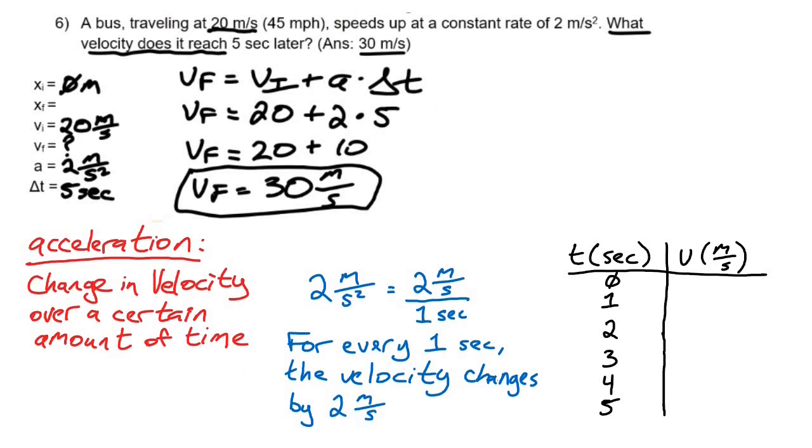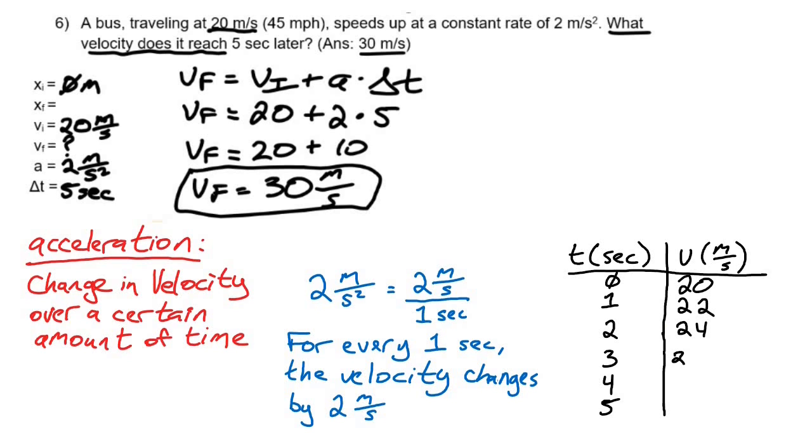So let me ask you this. Once again, we keep in mind that the initial velocity here is 20 meters per second. So at 0 seconds, what's the velocity? 20 meters a second, right? After 1 second, what's the new velocity? Keeping in mind this definition, for every 1 second, the velocity changes by 2 meters per second, which is what acceleration is. So after 1 second, what's the new velocity? 22 meters per second. Well, what about after 2 seconds?